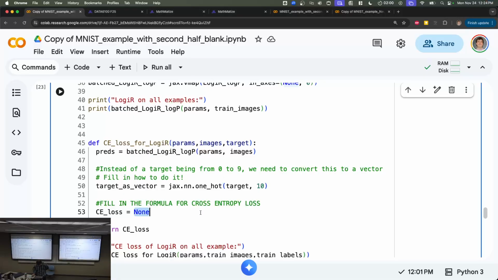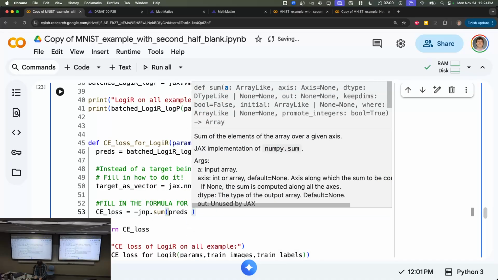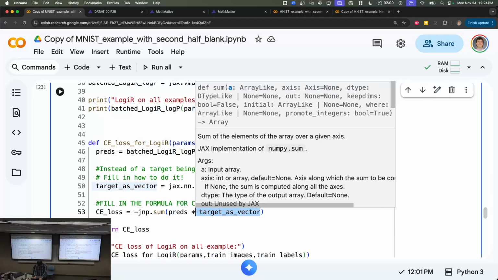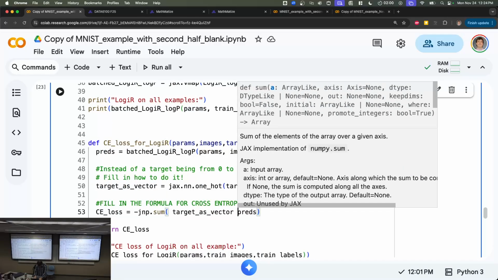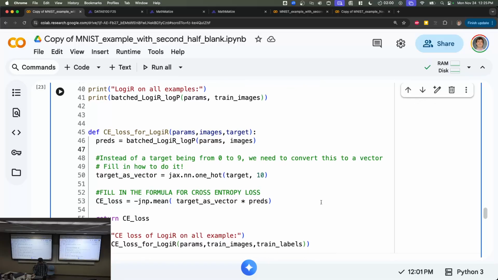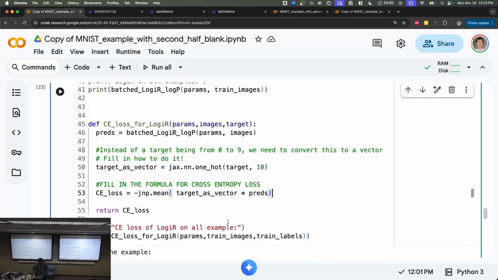Okay, very nice. And so what is the cross-entropy loss? It is the sum of the target as a vector. So jnp.sum I want of the predictions times the target as a vector. And actually, let me write it the other way so that it matches the formula I wrote on the board. This times this. Okay, that is the sum. Very often, instead of doing the sum, you want to do the mean so that the whole thing doesn't get bigger and bigger, and that's the average cross-entropy loss. Okay, that's very nice. And then is this what we want? Yes, okay, this is perfect. So there we go, we just put in that formula.